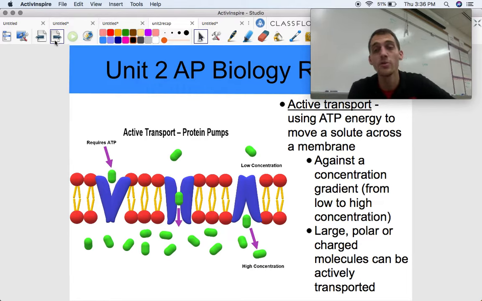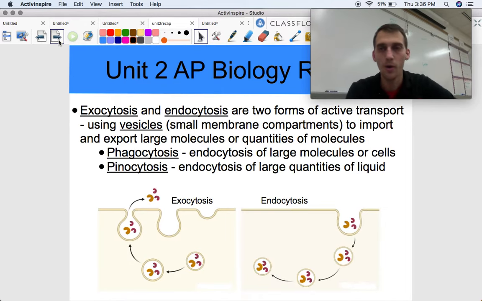Large polar and charged molecules can be actively transported. So, two reasons why it works. One, you can use ATP to go against a concentration gradient, and two, you can make things cross the membrane that can't really cross the membrane on their own. Okay? All right, two types of active transport: exocytosis and endocytosis.